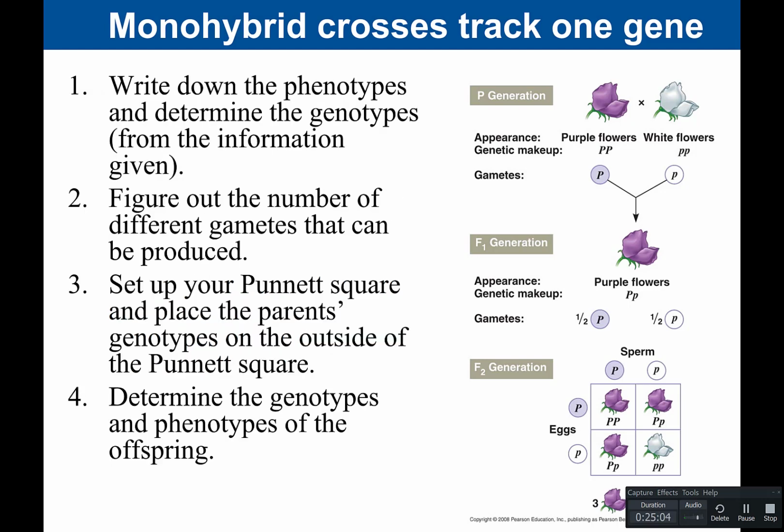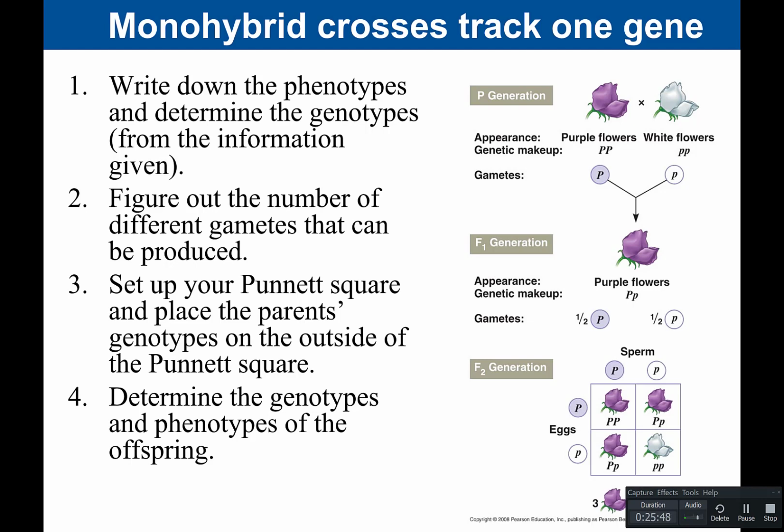So when you work on monohybrid crosses, here are some keys to help you along the way, and I will show you an example problem. How do you want to attack these types of problems? 1, write down the phenotypes and determine the genotypes. So for the parents, you want to write down the phenotypes and the genotypes. Then you want to figure out the number of different gametes that can be produced. You want to set up your Punnett square and place the parents' gametes on the outside. And then determine the genotypes and the phenotypes of the offspring by filling in your Punnett square.